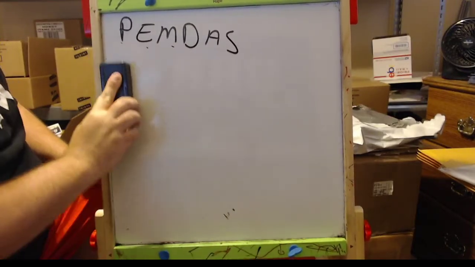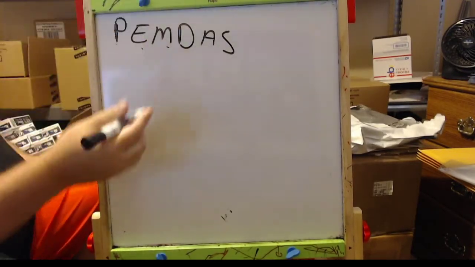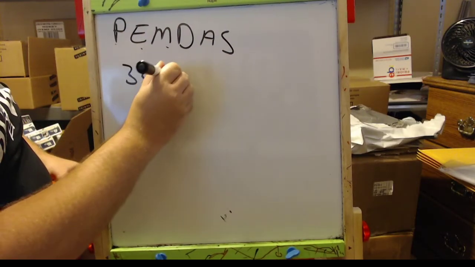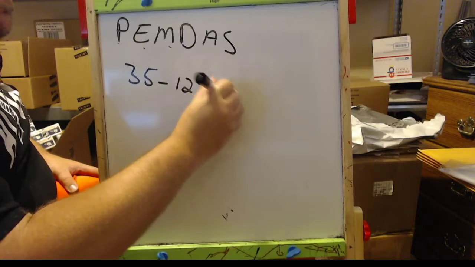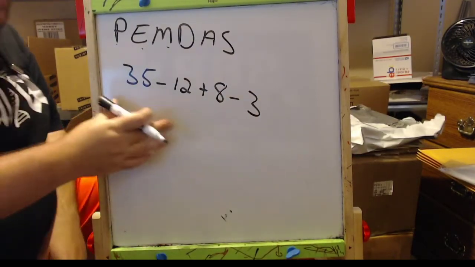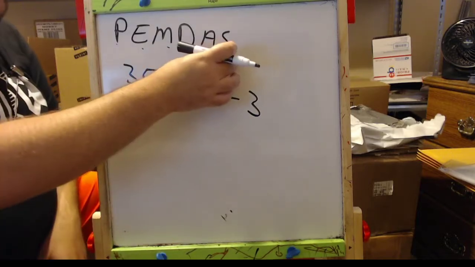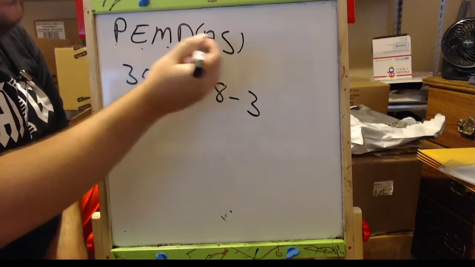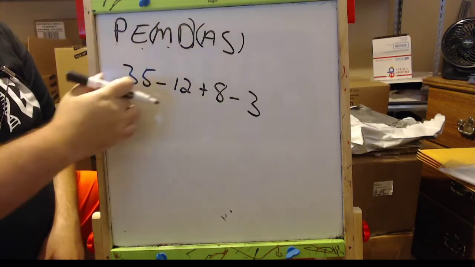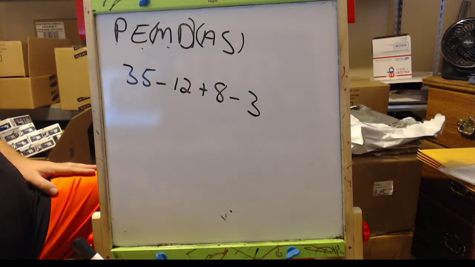Well, what if I don't have multiplication and division? What if I don't have adding and subtracting or parentheses, I just have something like this. 35 minus 12 plus 8 minus 3. Here, if everything is in the same category, the adding and the subtracting, the multiplication, division, you work left to right like you would read.